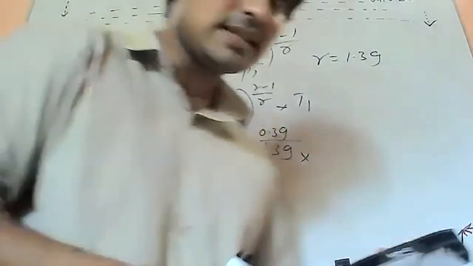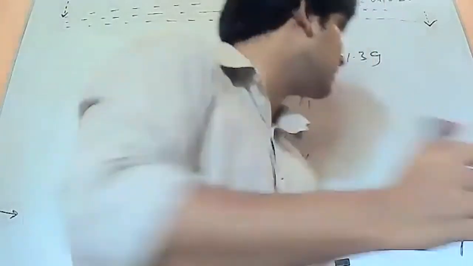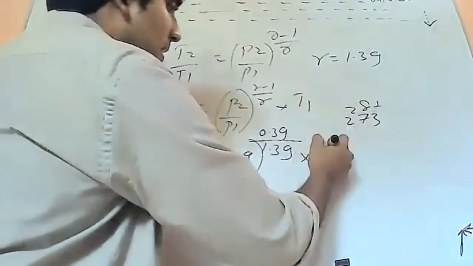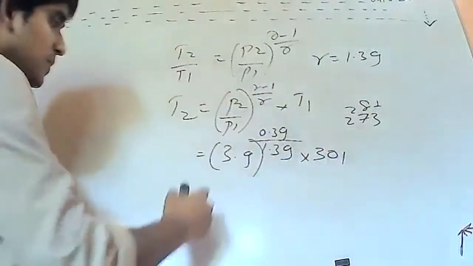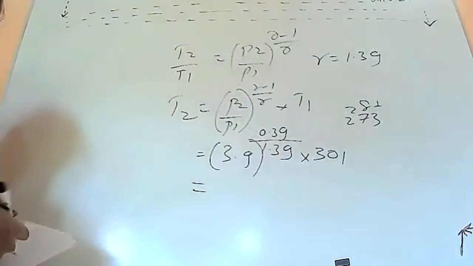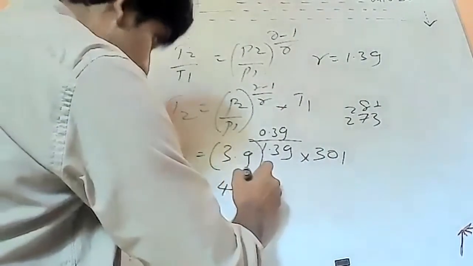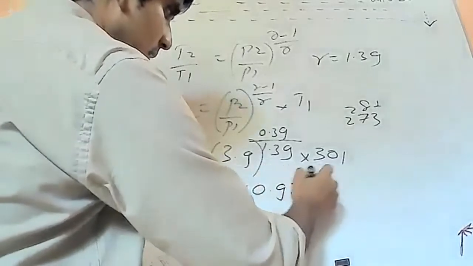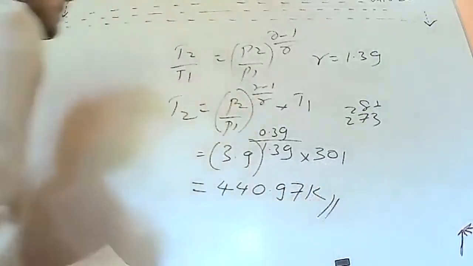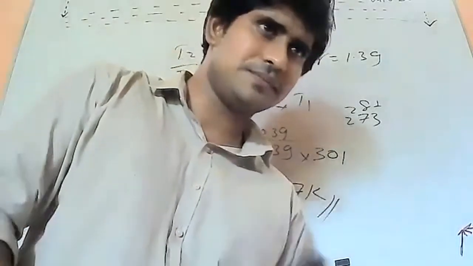So T1 is the initial temperature. It is mentioned as 28 degrees Celsius. That means 28 plus 273 in Kelvin. So that means 301. So if you do the simplification, the value for T2 will come like 440.97 Kelvin. 440.97 Kelvin. Simply, very easy. So that is the value of T2.